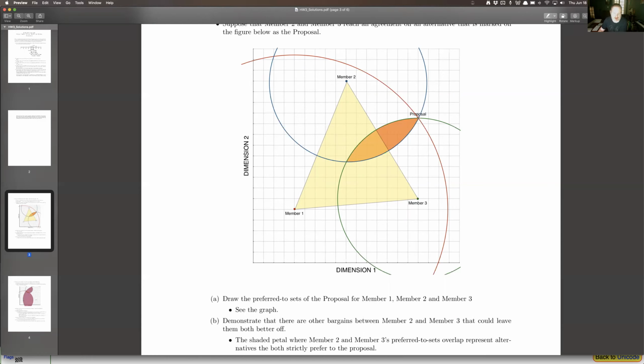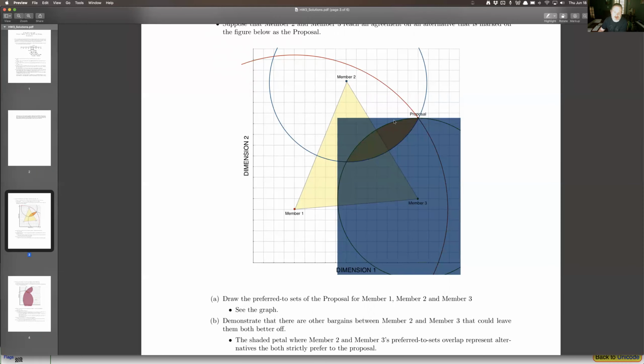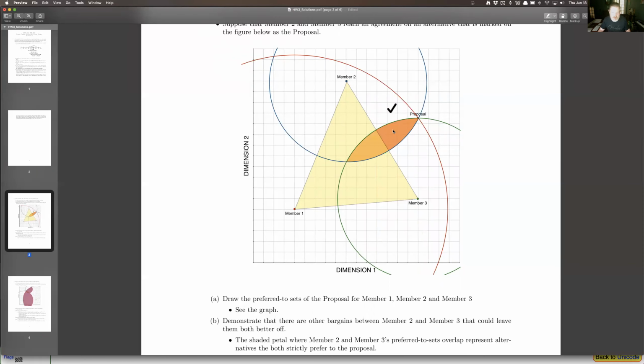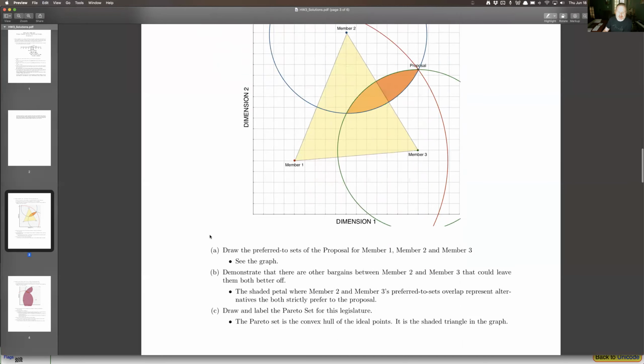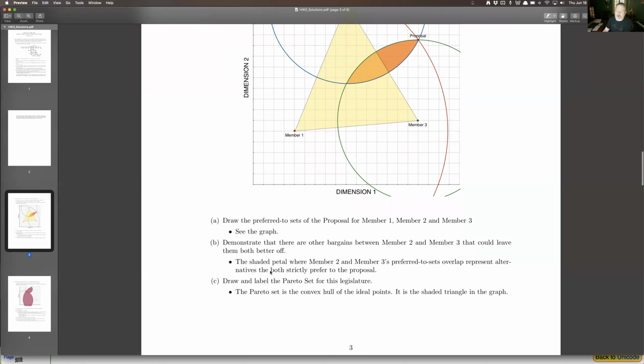And moving along member 3's indifference curve, member 3 is indifferent to these, but notice member 2 strictly prefers them. And moving along this indifference curve, member 2 is indifferent to those in the proposal, but member 3 strictly prefers those things. So everything on or in the lens makes at least one of them better off, and everything strictly inside this lens makes them both better off. So there's plenty of bargains that would make them both better off. All right, and that's what I asked for here, both better off.